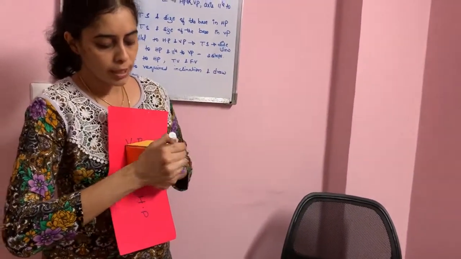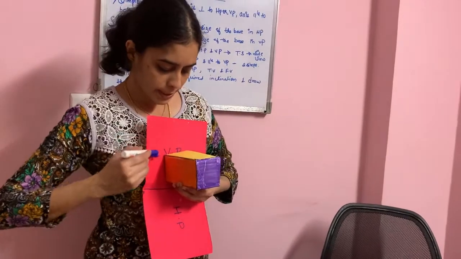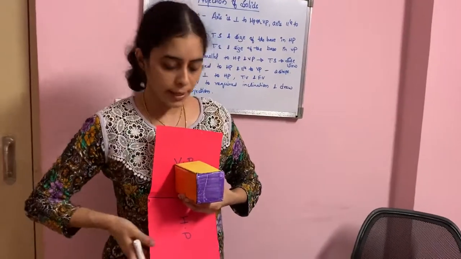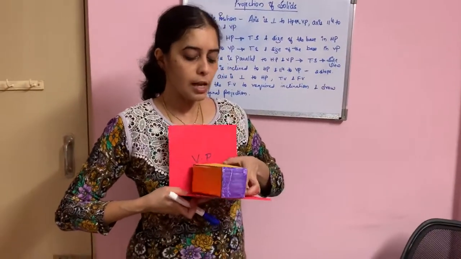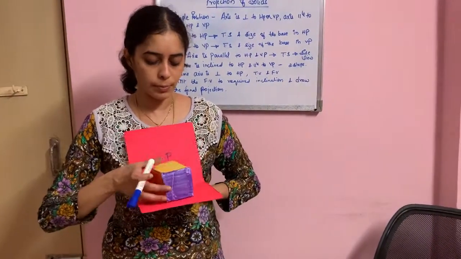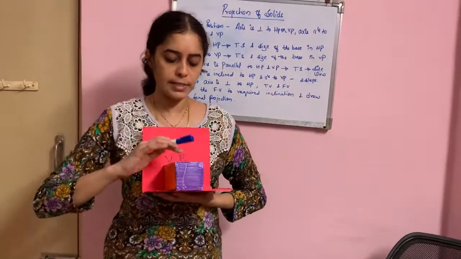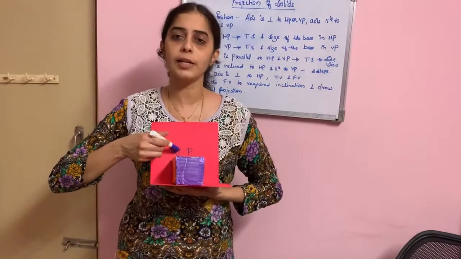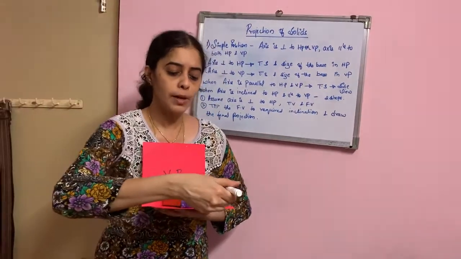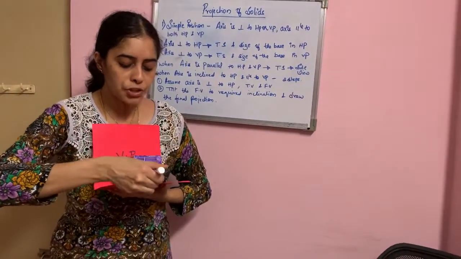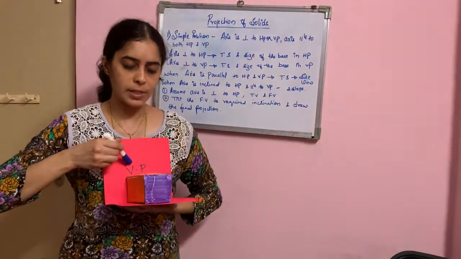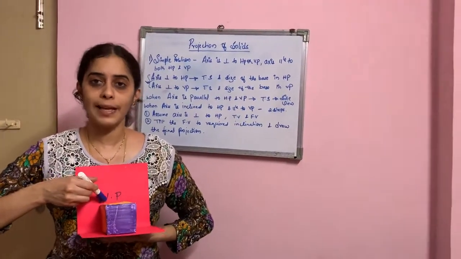At the center, the axis will be exactly perpendicular to our vertical plane. So this will be the position of how the lamina will be. When you keep it in such a way that the axis is perpendicular to VP, and you view from the front, the true shape of the base will be visible in our vertical plane.